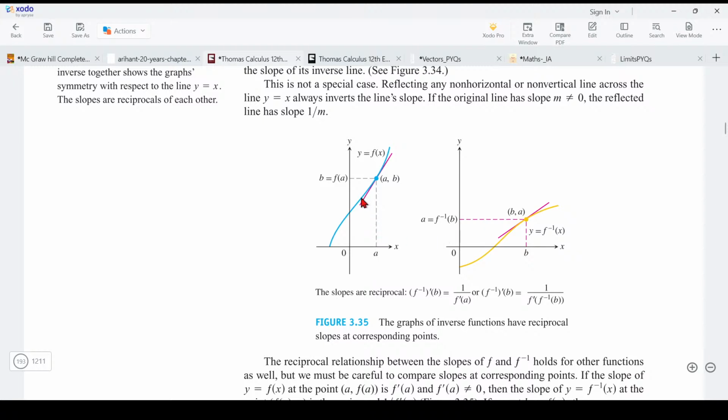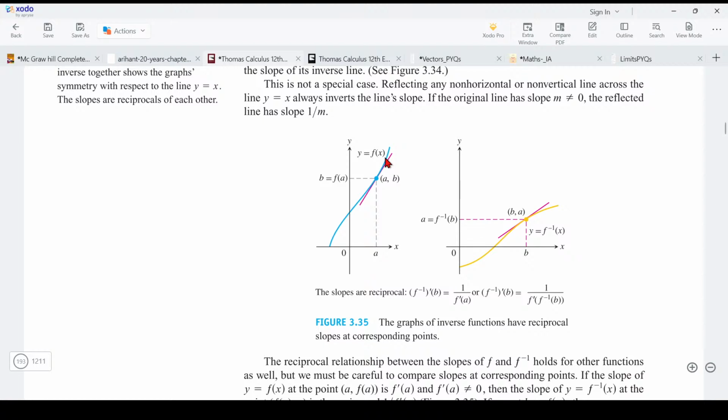Another part of the story is this pink line, right? So the slope of this one. What is the slope of this one? F dash at a. Whatever is the slope, let's say the slope is some 5. Now that is f dash at a. Now the slope of this inverse function, that is this yellow line. First of all, the yellow is the inverse of the blue one.